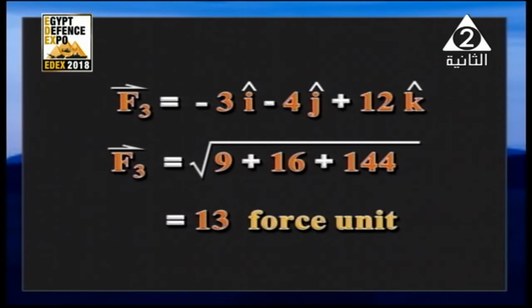is 13 force unit. My dear student, this example is very important. We have three forces acting at a body. Three forces act at the body. The resultant of the three forces must be equal to 0. Why? Because the body moves in uniform motion. Uniform velocity means the body is in equilibrium. Then we deduce that the sum of all forces must be equal to 0. F1 plus F2 plus F3 equals 0, by using this equation to find the value of the third force F3.